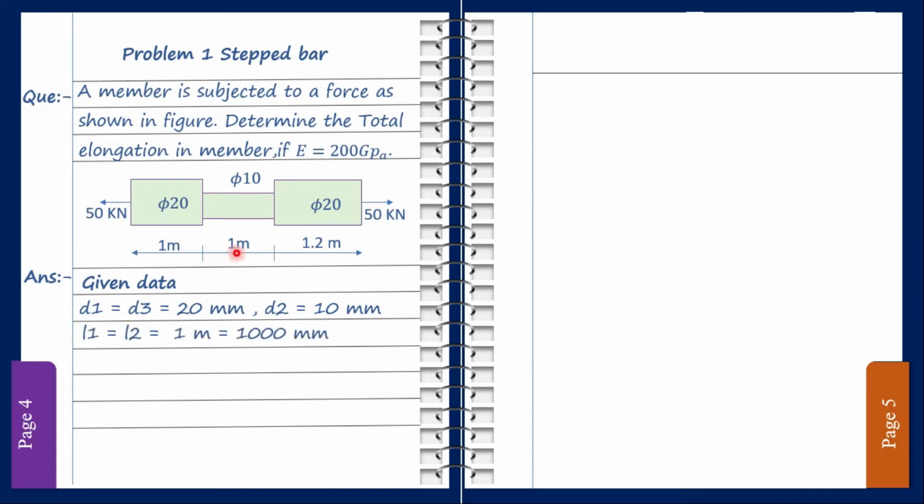The lengths of the first two sections are similar. L1 is equal to L2, which is 1 meter, that is 1000 mm, and L3 is equal to 1.2 meter, that is 1200 mm. The value of E is given as 200 GPa, and 200 into 10 raised to power 3 Newton per mm square is the conversion. And last, the value of load is 50 kilonewton, that is 50 into 10 raised to power 3 Newton. Let us move on to the solution.